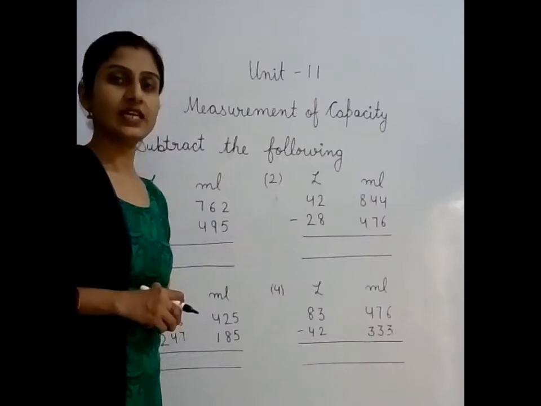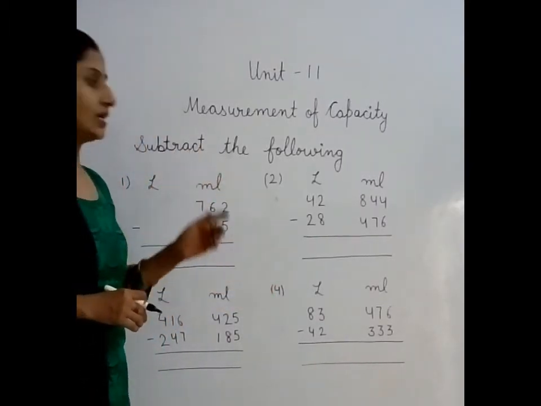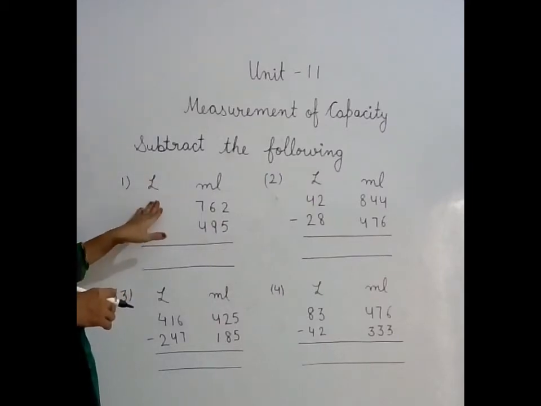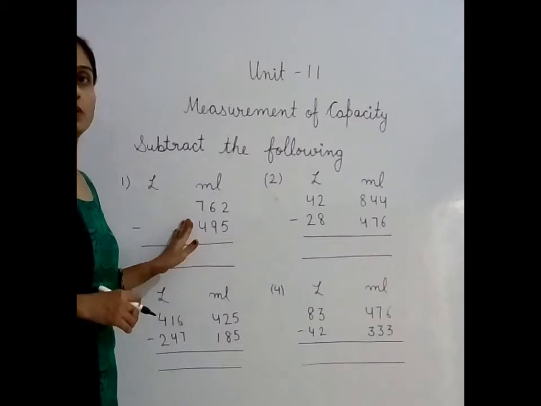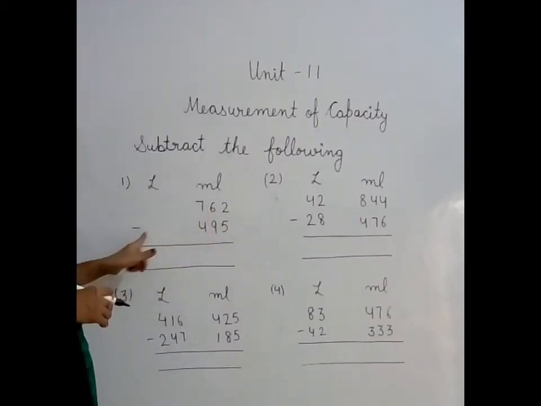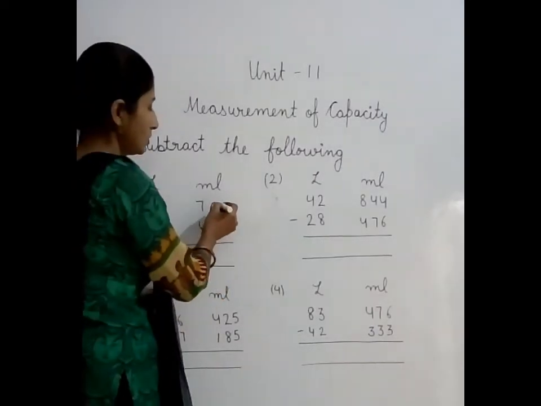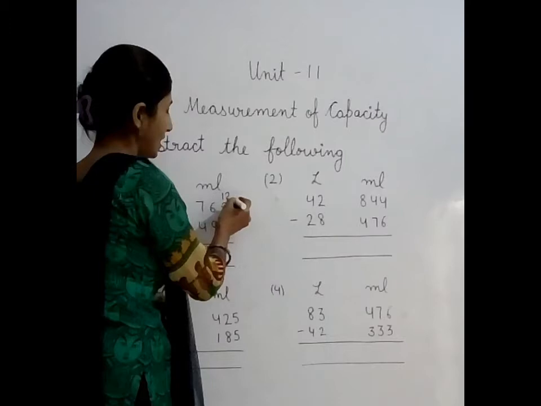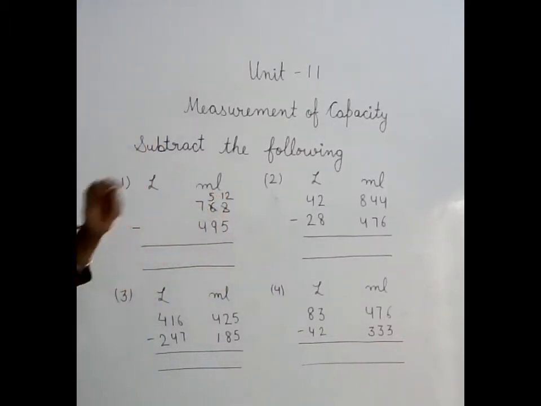Kids, let's take some more examples of how we subtract liter and milliliter. See the first one. Liter is not mentioned here, only milliliter is there. So what do we do? We subtract only milliliters. So 2 minus 5 is not possible. Taking borrow, here is 12 and here is 5. Now 12 minus 5, how much?